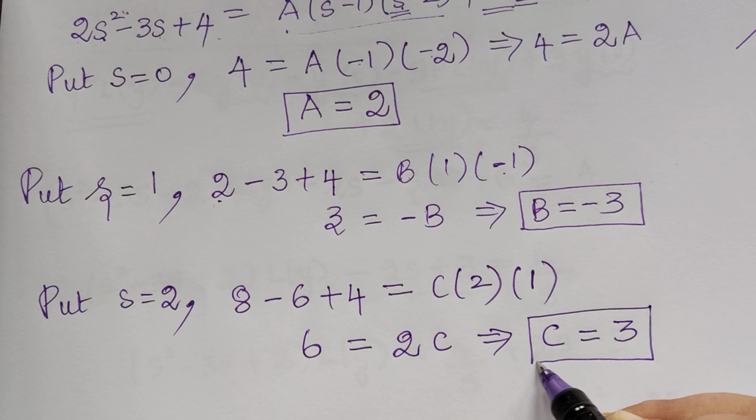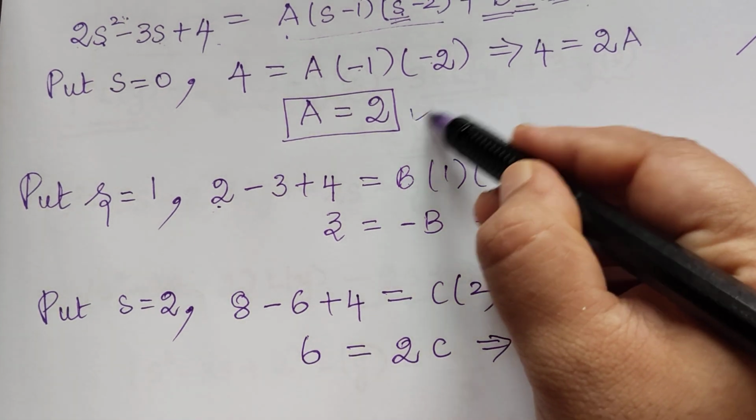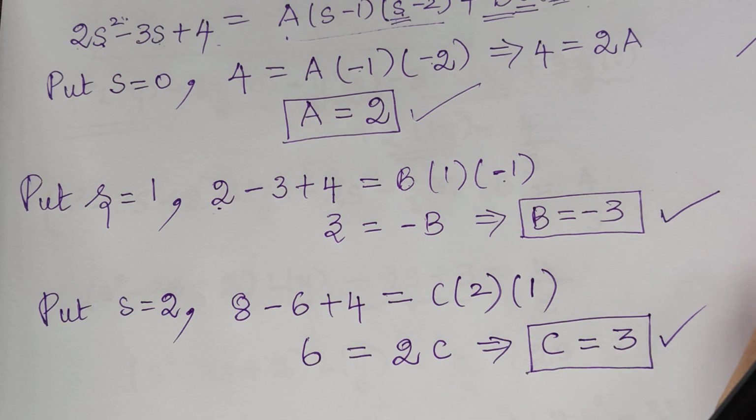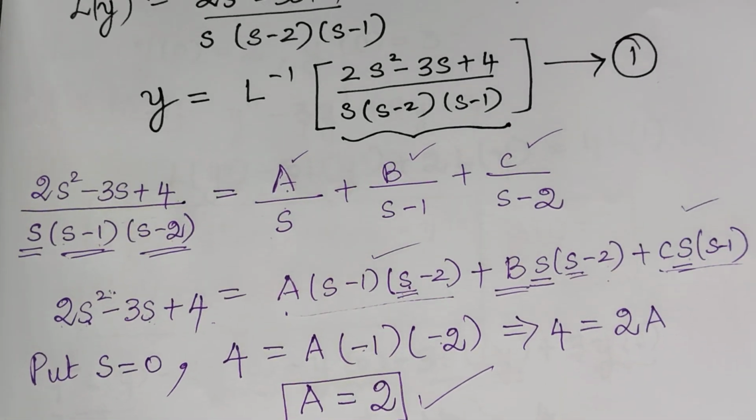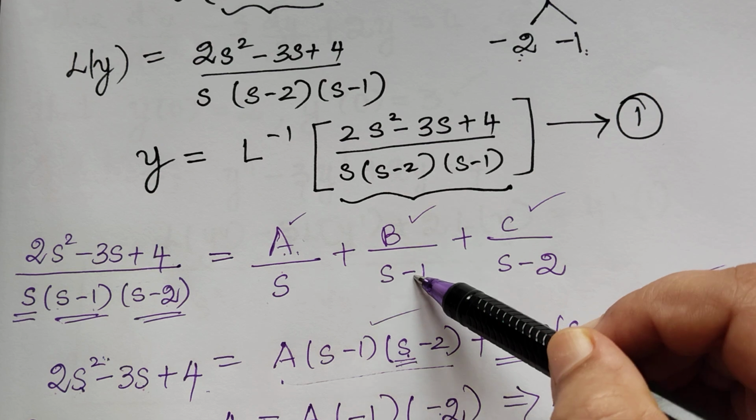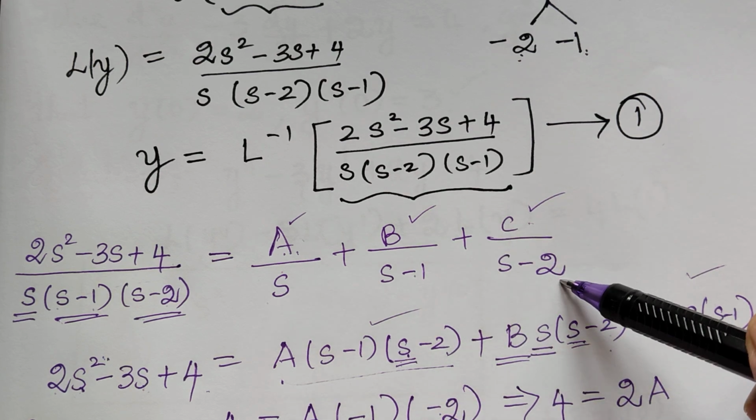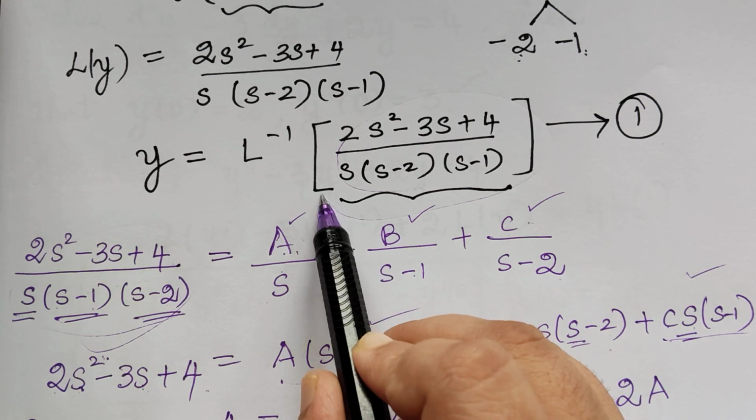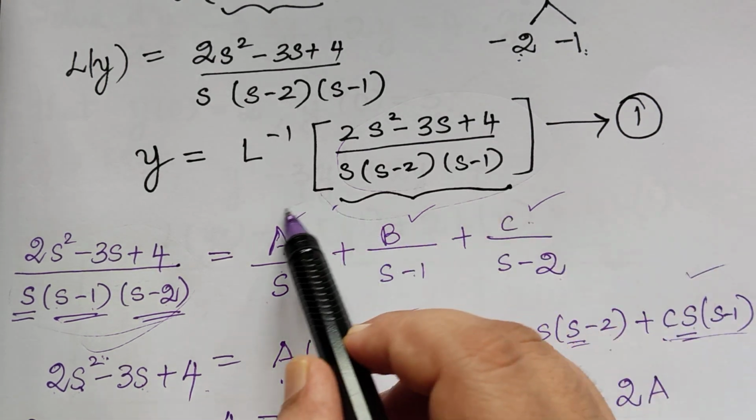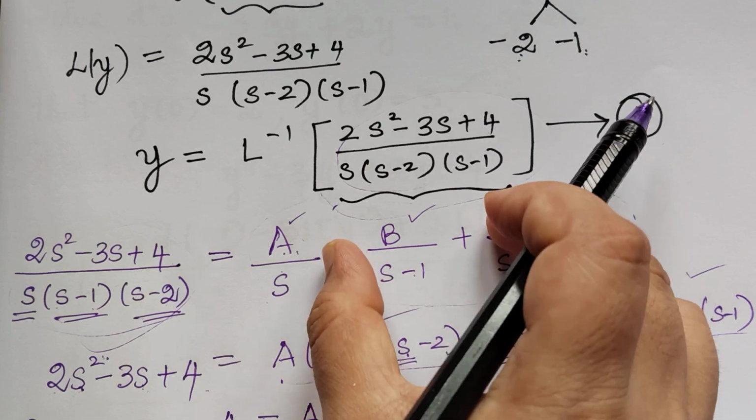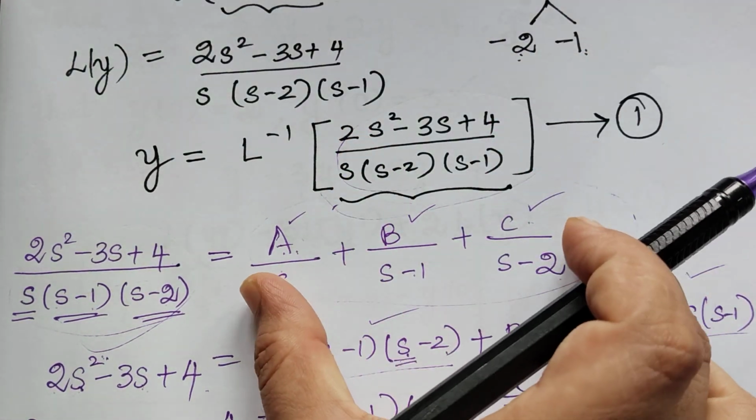So hence we have obtained the value of a as 2, the value of b as negative 3, and the value of c as 3. Now we should take this and substitute over here. So a by s, b by s minus 1 plus c by s minus 2. But what is this actually? The term which is there inside the bracket. So directly we will substitute the values of a, b, c over here, and in equation 1 directly we can replace this term with this.